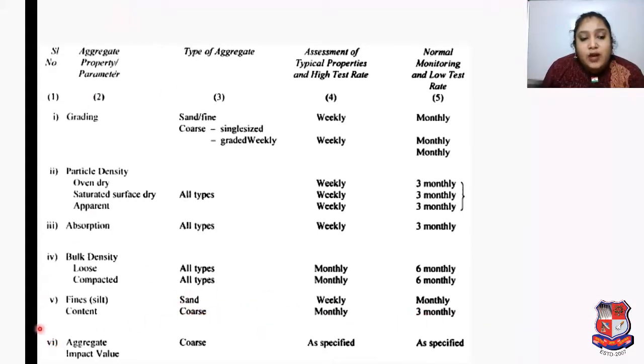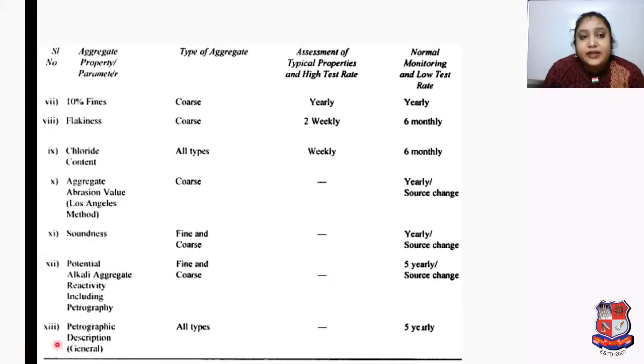Now we talk about the aggregate impact value, then for the coarse aggregate, as specified. So as per that table, we can understand for ready mix concrete, whatever aggregate we are using, for different types of property, we have to do assessment at different intervals. So this table gives the clear idea.